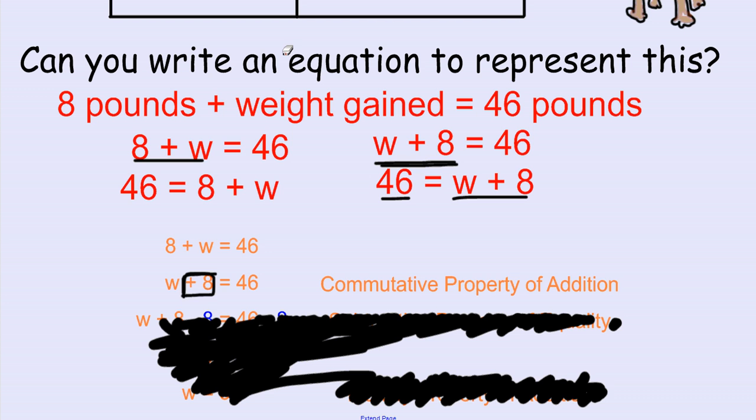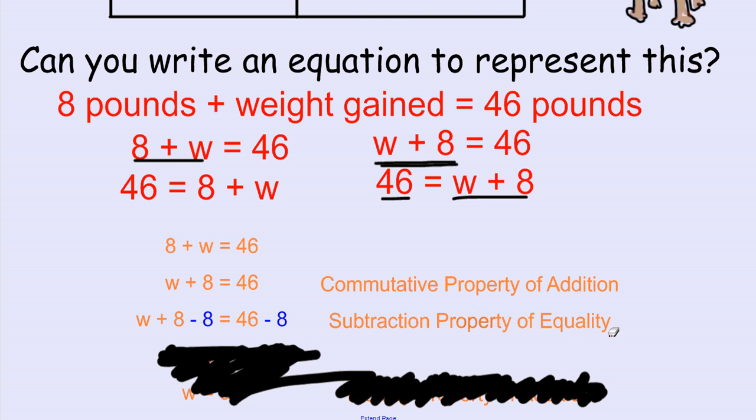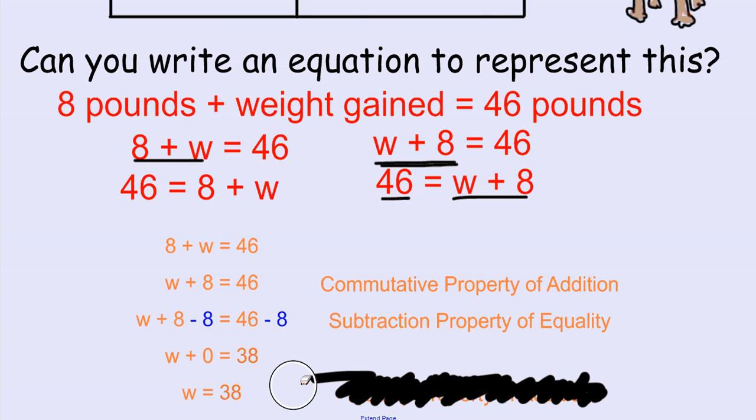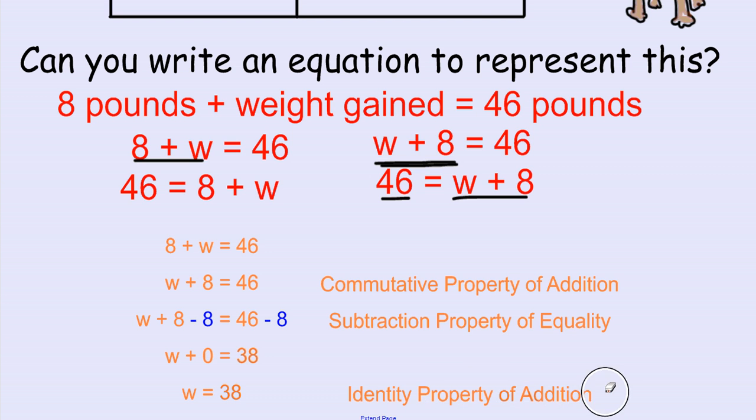That is correct. We would subtract 8, but whatever we do to one side, we must do to the other. What property tells us this? Excellent. The subtraction property of equality. Now we're simply going to simplify. 8 minus 8 is 0, so we have W plus 0, and 46 minus 8 is 38. In our final step, W plus 0 is the same as W. Does anyone know what property tells us this? That is correct, the identity property of addition.